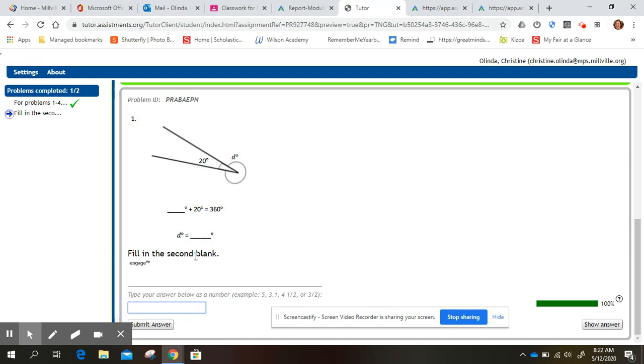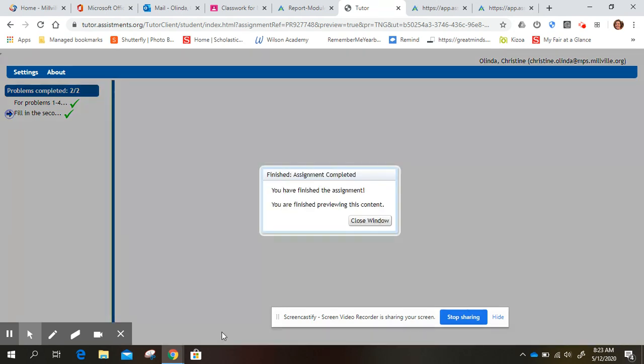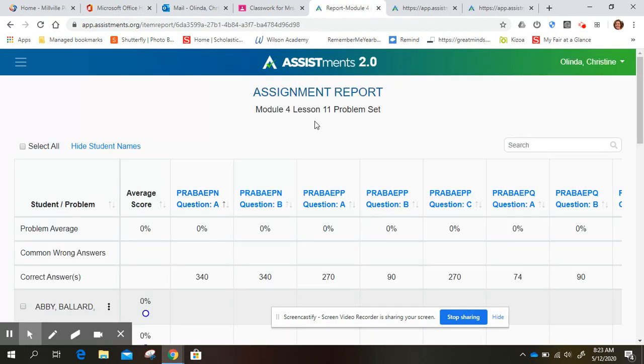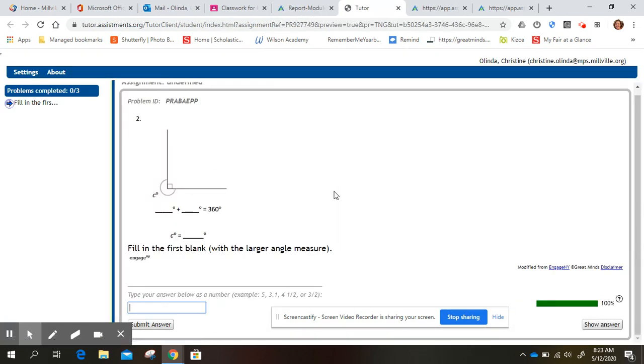It says fill in the second blank. Well, I think that's still 340, but I guess it could be 20. Let's see what it is. Oh, we got it correct. So this was 340, and then we're typing the same answer here for 340. And although that's not finished, your next one was number 2.